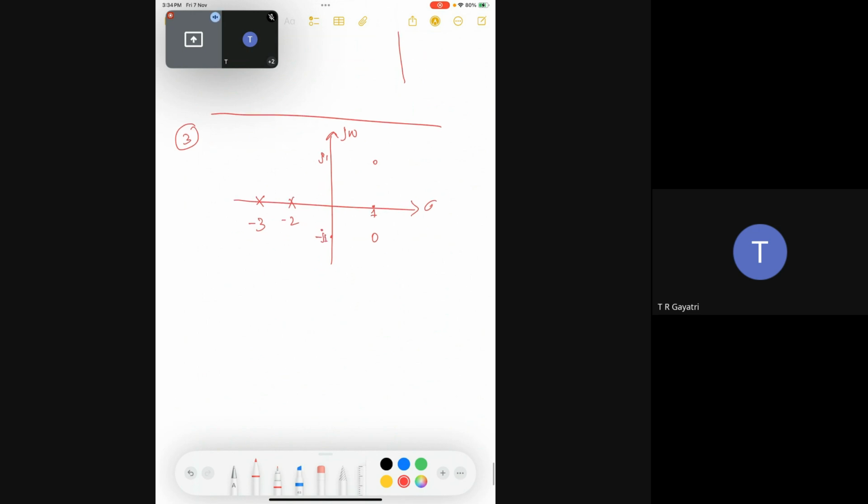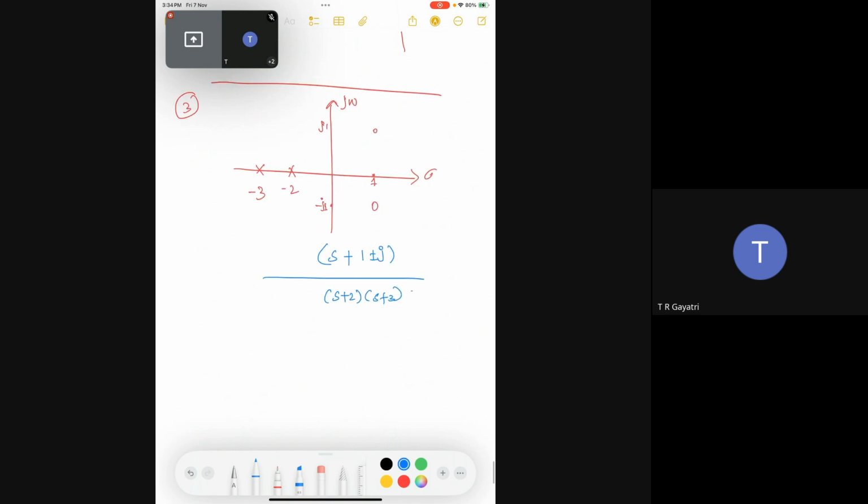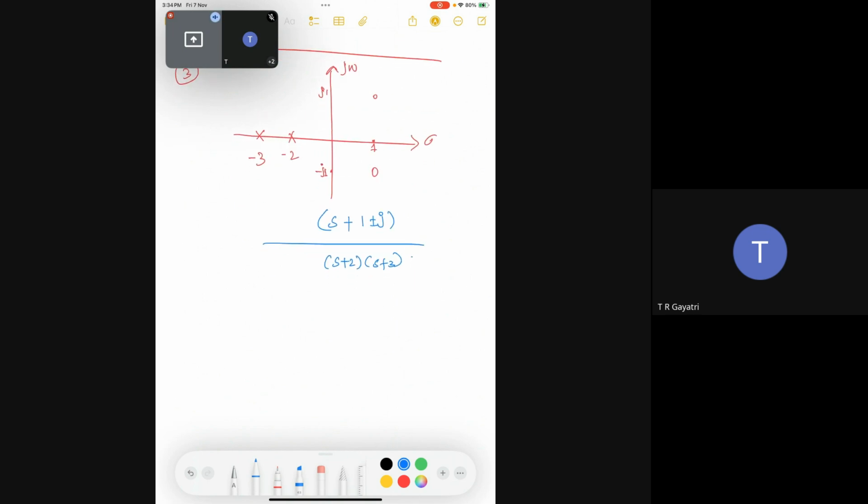Can you write the transfer function of this pole zero plot? Zeros lie at s plus 1 plus or minus j. Poles lie at s plus 2, s plus 3. Right? So this could be one of the questions you would expect.